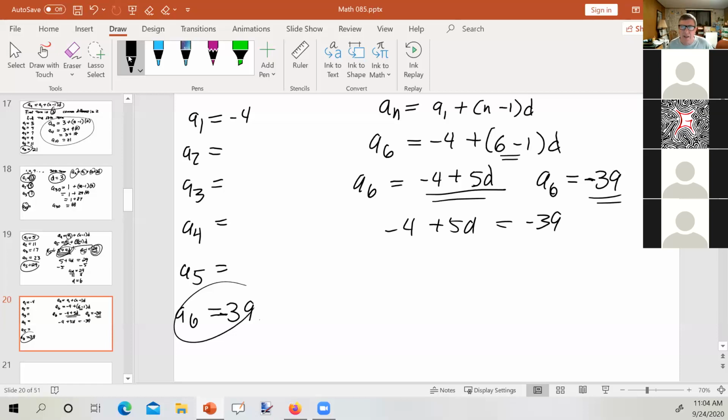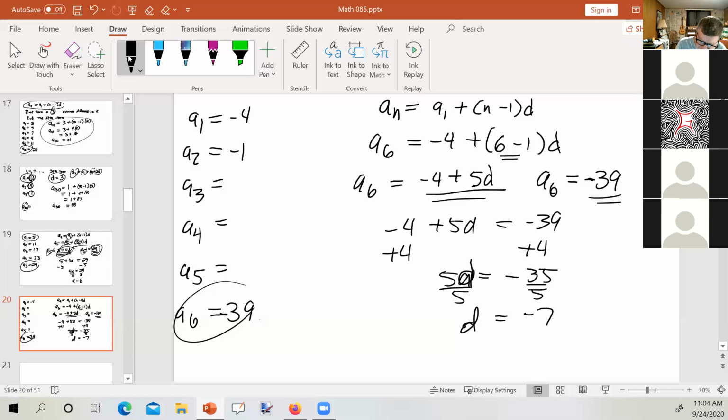The reason I panicked is because I was getting a fraction and I thought, I'm pretty sure this problem shouldn't have that. So now I'm gonna add 4. 5D equals -35, divide by 5, and D equals -7. Okay. That should be a little better.